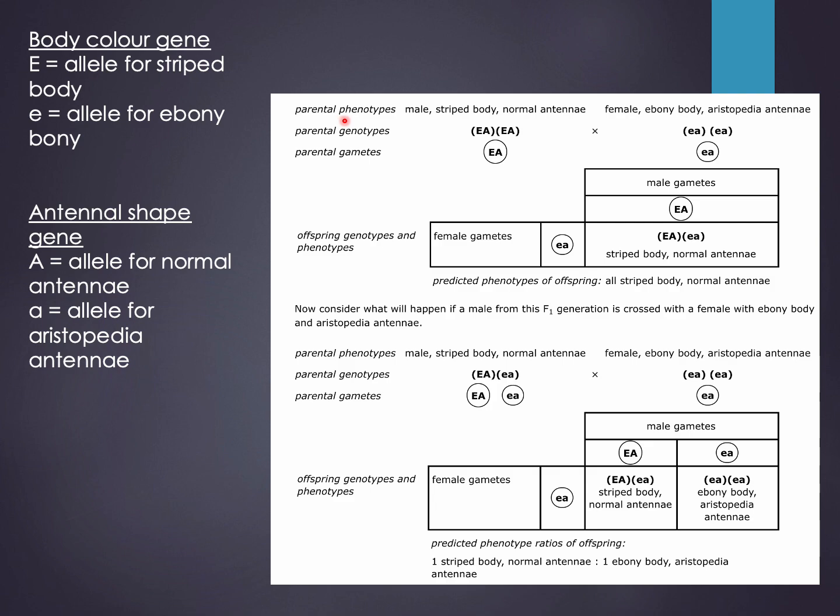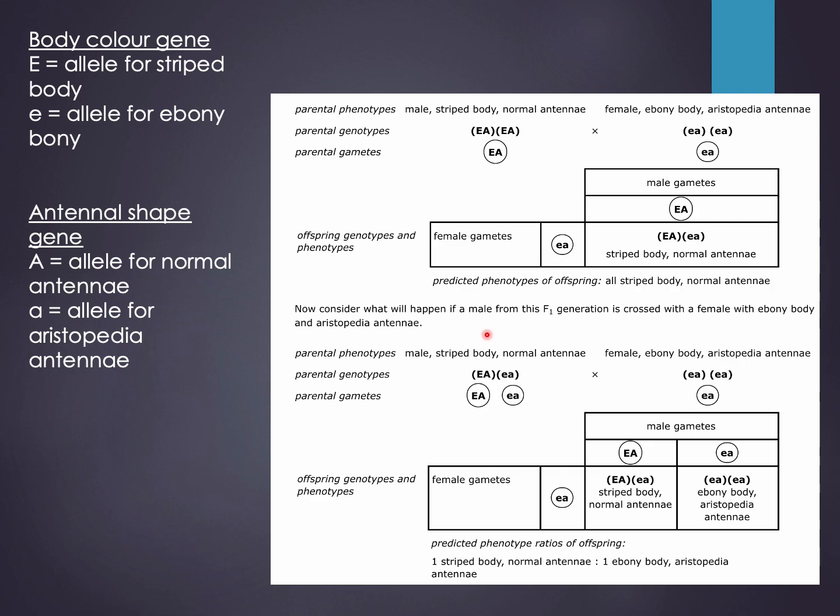Taking a look at our parent phenotypes, the male with striped body, normal antenna. These are going to be the genotypes that represent, and then the gamete. For the female, we have an ebony body with aristopedia antenna. These are going to be the genotypes to represent, and then the gamete. So we would take our gametes and put the male on one side, female on the other. When they cross, you would get a striped body with a normal antenna.